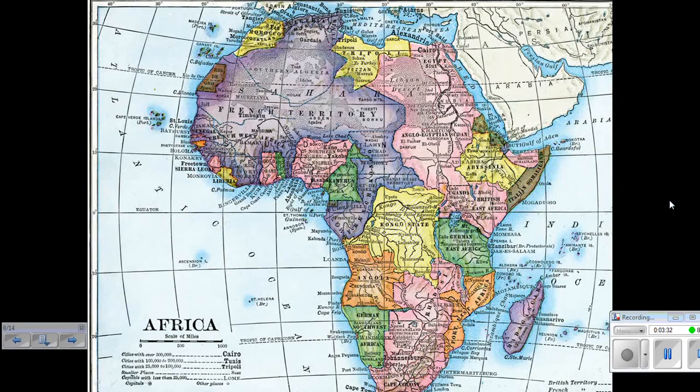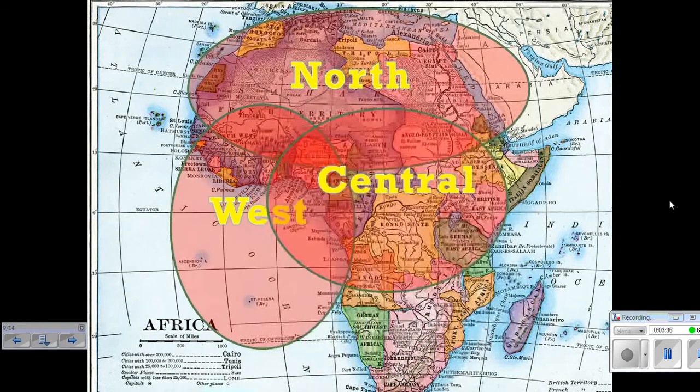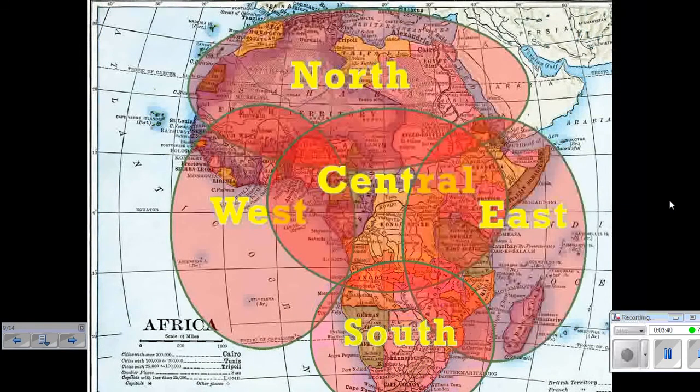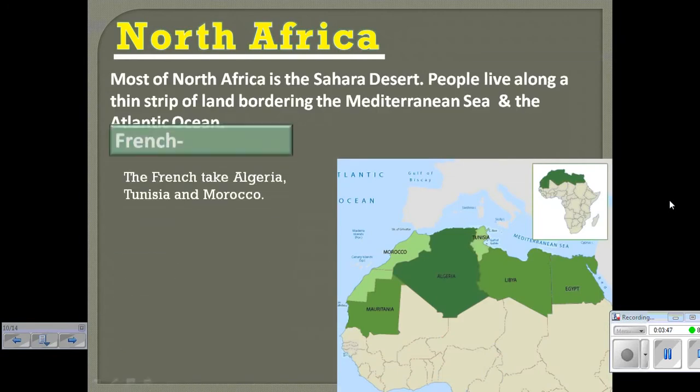Yep. Okay. So, again, when we study Africa, we split it up into the north, south, central, east, and west regions. And so we're going to start with North Africa. Most of North Africa is obviously that great big desert called the Sahara, the largest desert in the world. People live along that strip of land bordering the Mediterranean Sea and the Atlantic Ocean. For centuries, this has been some of the most conquered part of Africa in its history.